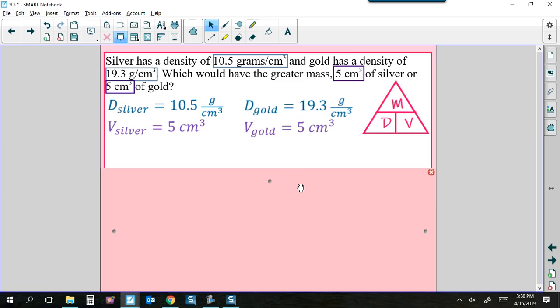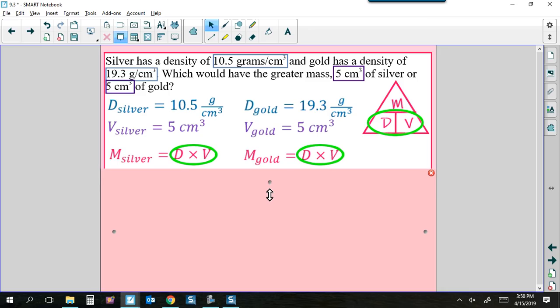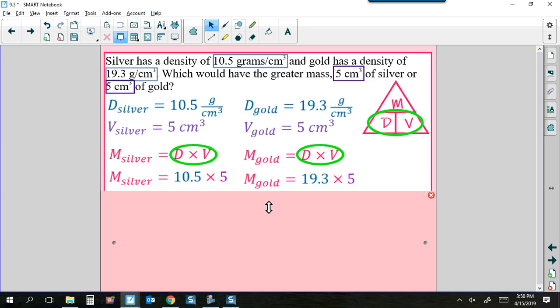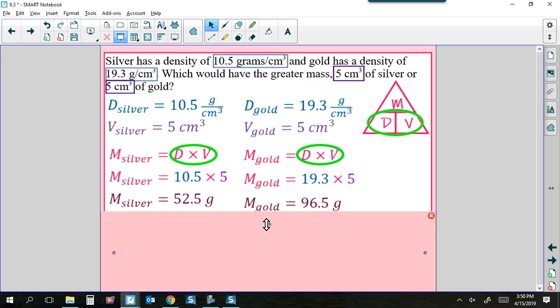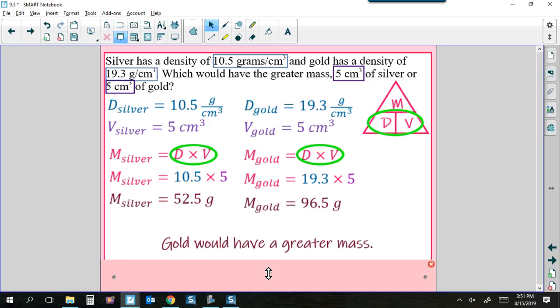For our gold, we know that the density is 19.3 grams per centimeter cubed, and the volume that we are using is 5 centimeters cubed. To find the mass, because we're comparing masses, you're going to cover the M up, and we're going to use D and V, which are right next to each other, so you're going to multiply. So the first thing we do is multiply for our silver. Next we're going to multiply for our gold. So we're plugging in 10.5 and 5 and 19.3 and 5. That gives us a mass of 52.5 grams for silver and a mass of 96.5 grams for gold. So comparing the two numbers, the question is which would have the greater mass. We would say that gold would have the greater mass because it is 96.5 versus the 52.5.